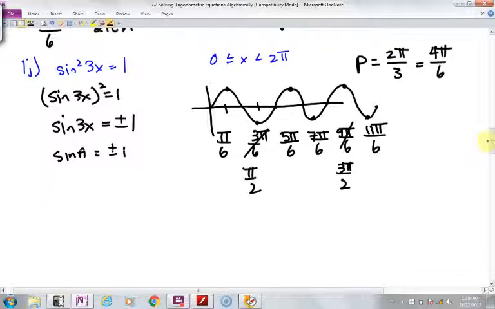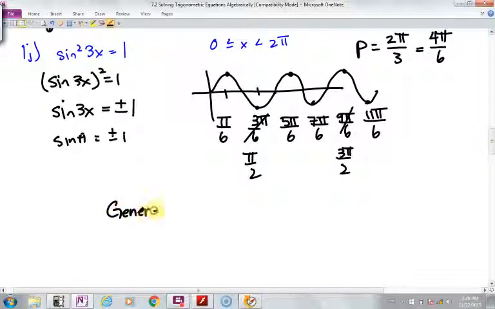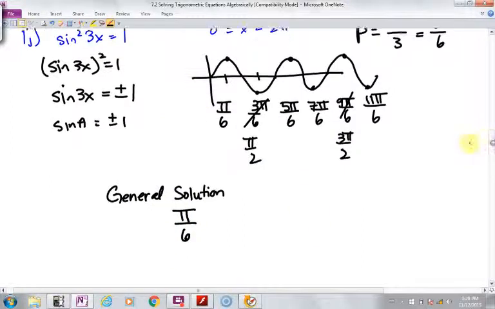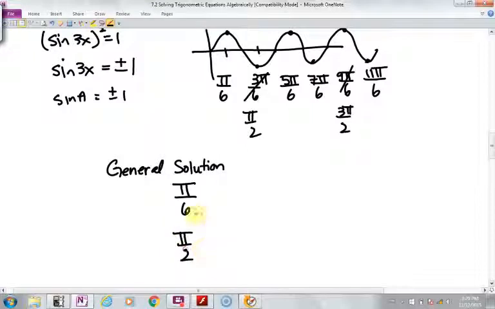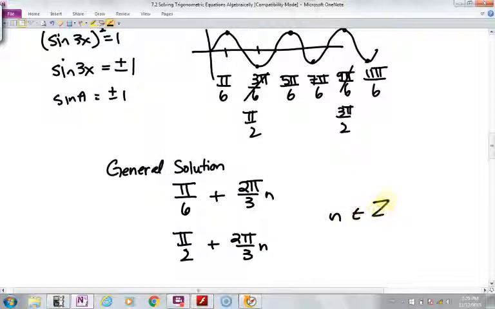What if I wanted to write the general solution? Which of these values would I need? I just need the ones on the very first period, so pi by 6 and pi by 2. And I need to add what? What am I going to add to them, Charlotte? You add 2 pi by 3 n. So the period multiplied by n, where n is an integer.